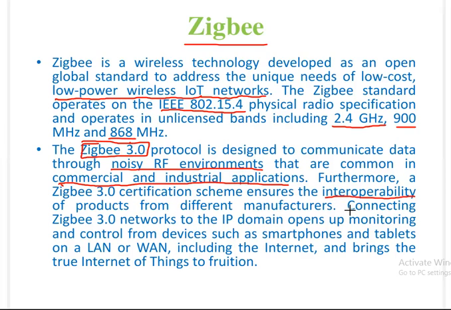Also, we can connect these Zigbee devices to the IP domain, Internet Protocol domain. So directly we can monitor and control devices that are far away from our smartphones and tablets. And we know that the internet will be connected to LAN, WAN, and again the internet. Zigbee is also used along with the internet, that is, the Internet of Things.